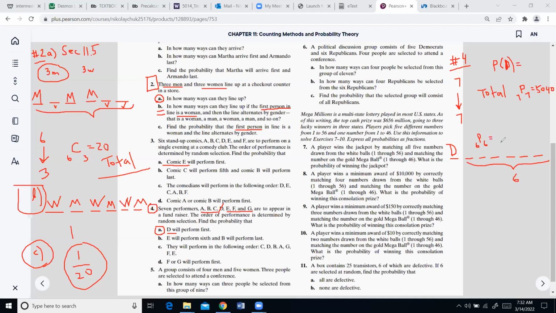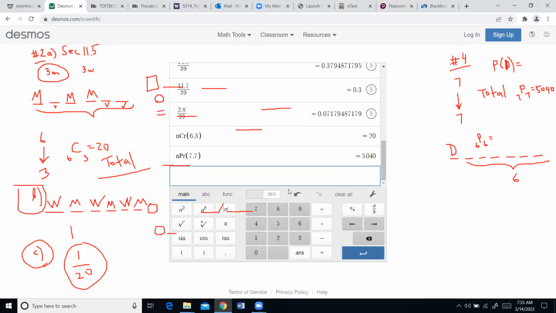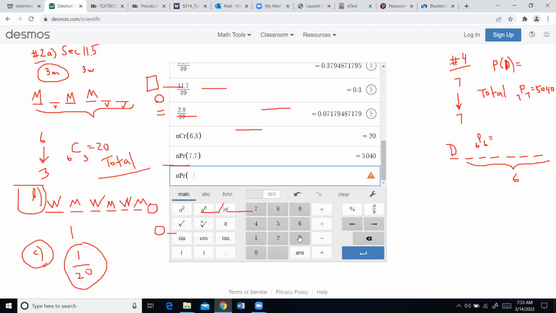So I can also get this number in here. So we got the number of permutations, right? And then 6 comma 6. So I go back to main, put 6 comma 6. So I get 720.